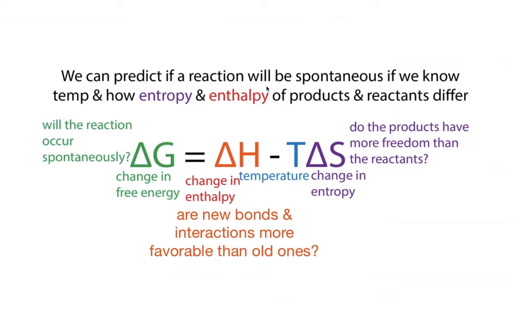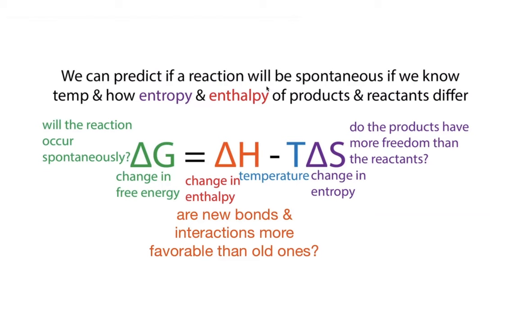So if you have an increase in entropy, that's going to be favorable because remember, we want that negative delta G, which is saying our products are more energetically favorable than our reactants. You're happier at the bottom of the roller coaster, or at least you're less energetic, a little calmer at the bottom of the roller coaster than at the top. Similarly, molecules are going to have lower energy in their more favorable state.